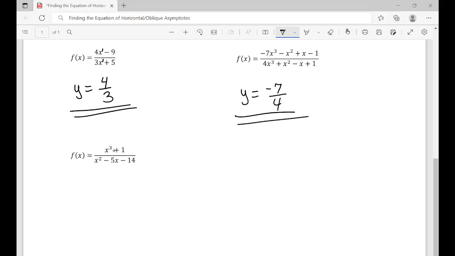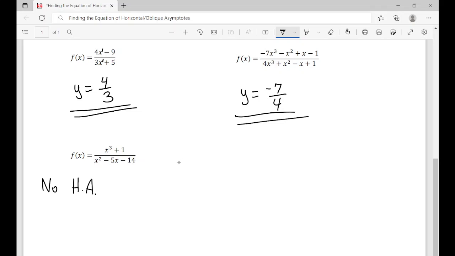Last, we have this function here, and we can see that the top has a 3 and the bottom has a 2. So since the top is greater than the bottom, there is no horizontal asymptote. However, because it's only off by 1, there should be a slant or oblique asymptote, so we're going to do long division to find it.